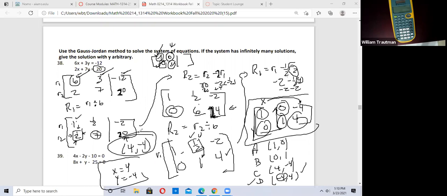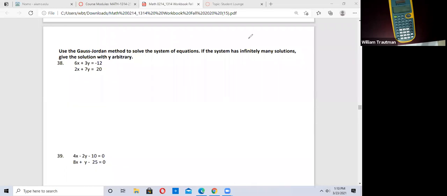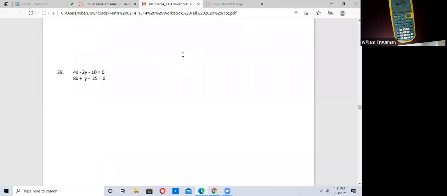And we have one more problem to do, number 39. Pay special attention to number 39. One of these will be on the test, same as 38. Okay, our goal is to change this to 1. Remember, our goal is to make it 1, 0, 1, 0. Change this to 1.